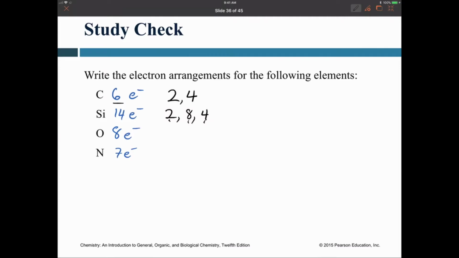8 electrons, well again, 2 on the first shell, 6 on the second shell. 2 plus 6 is 8. Nitrogen, 2, 5. 2 plus 5 is 7. So on nitrogen, 2 on the first shell, 5 on the second shell. Oxygen, 2 on the first shell, 6 on the second. Silicon, 2 on the first, 8 on the second, 4 on the third. Carbon, 4 on the second, 2 on the first.